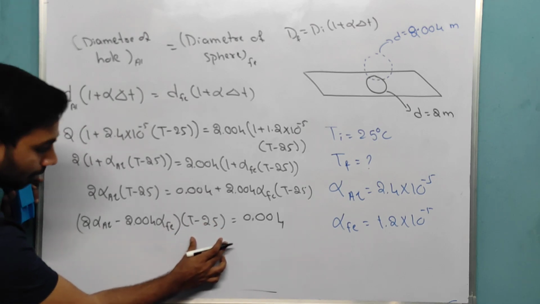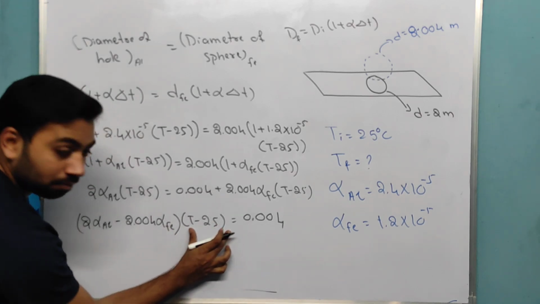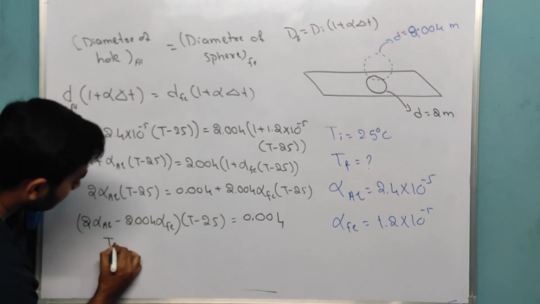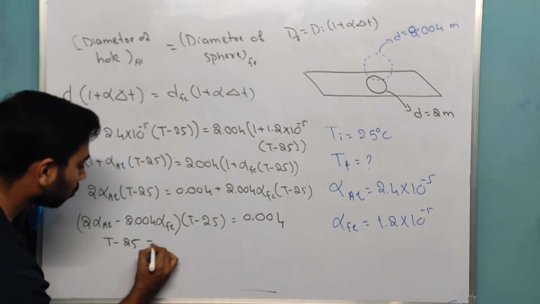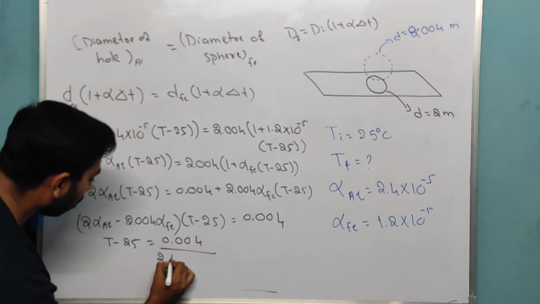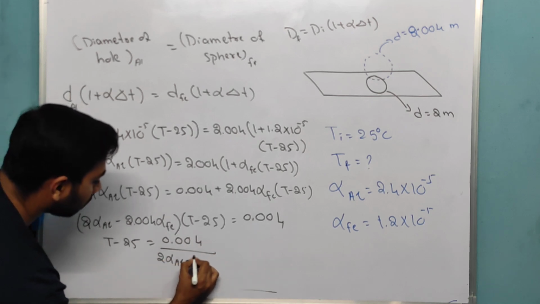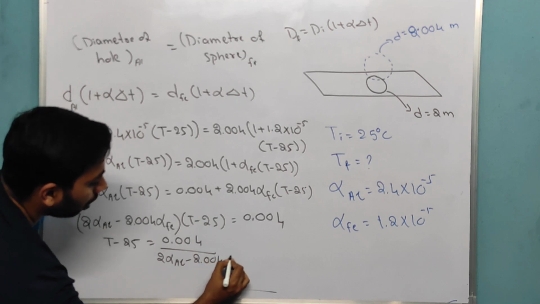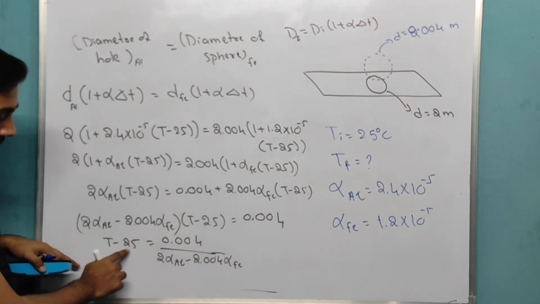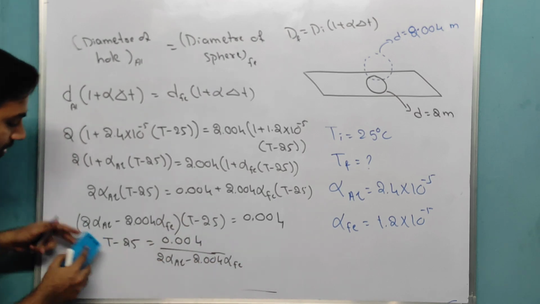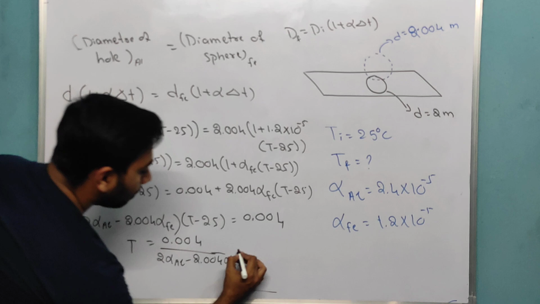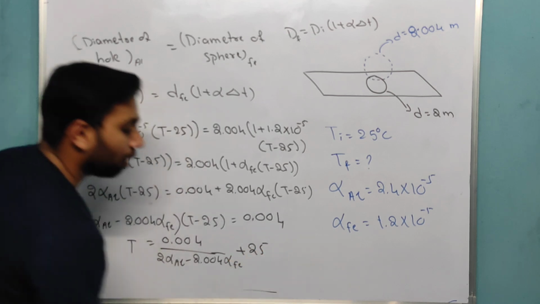Now after that, I will keep T here. Then I will send all this downside. I will keep this one here and send this downside. Okay, now I will get the answer as T minus 25 is equal to 0.004 divided by 2 alpha Al minus 2.004 alpha Fe. Correct, alpha Fe. Now I will send this 25 to this side. If I send this 25 to that side, then it will become T plus 25. Okay.